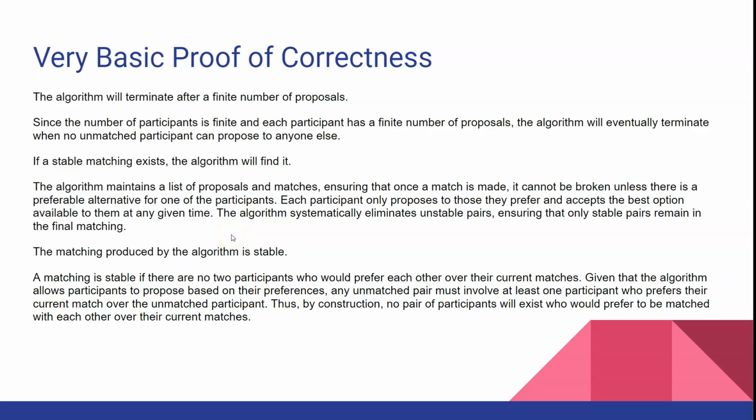And then finally, why the matching produced by the algorithm is stable. The matching is stable if there are no two participants who prefer each other over their current matches, this is just the definition of stable. So given that the algorithm allows participants to propose based on their preferences, any unmatched pair must involve at least one participant who prefers their current match over an unmatched participant. So by construction, no pair of participants will exist who prefer to be matched with each other over their current matches.